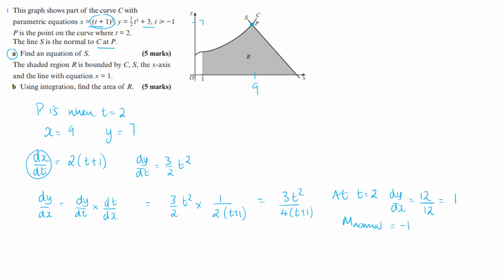So now I've got my point and my gradient. I'm just going to do y minus y1 is equal to m into x minus x1. So y minus 7 is minus x minus 9. So y minus 7 is equal to minus x plus 9. So x plus y is equal to 16, just rearranging, and that is the equation of the normal.